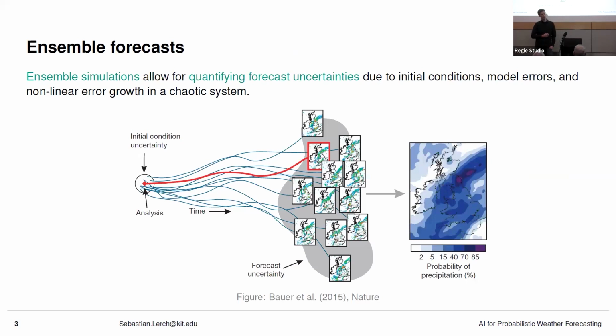Which is why nowadays, most weather services don't run just a single model, but they produce what is called an ensemble forecast. The same model or a slightly varied model is run multiple times, starting from different initial conditions. Over time, different potential scenarios for the future development of the weather develop. And from those, we can estimate the uncertainty and, for example, compute probabilistic forecasts, such as here the probability of precipitation over the UK.